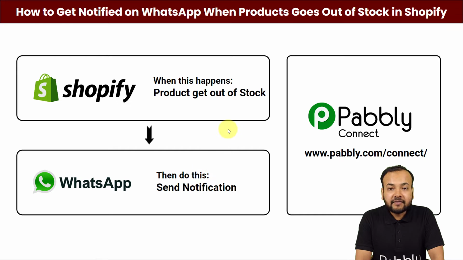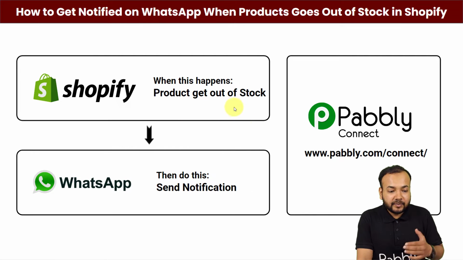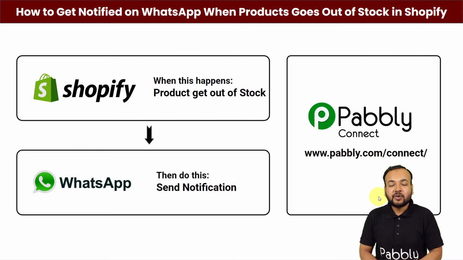So guys, this will save your time and your energy and your manual efforts in manually checking the data and keeping the inventory updated in your store. And guys, to make this happen, we are using Pabbly Connect, which is an integration and automation tool. And the best part is anyone can set up this automation without any coding skills or programming knowledge very easily. So guys, now let me show you how you can also set up this automation.